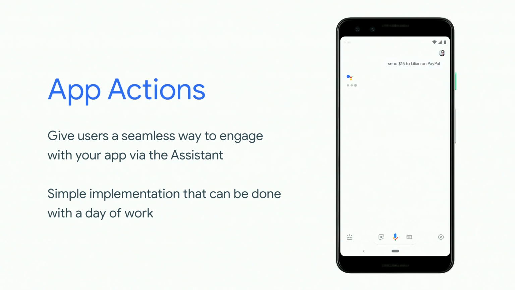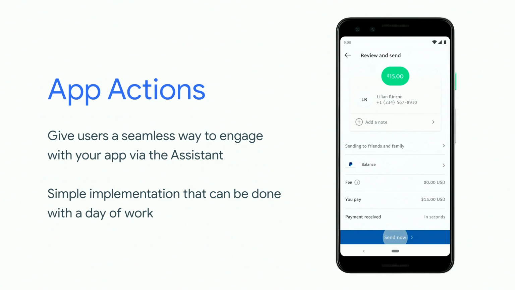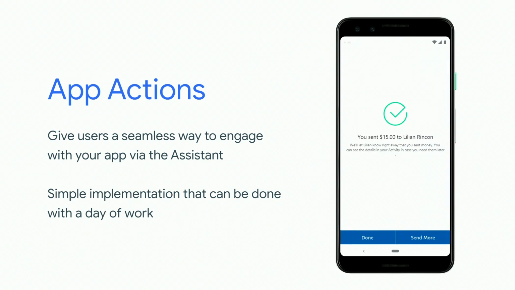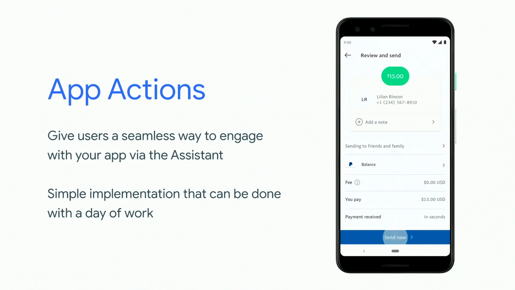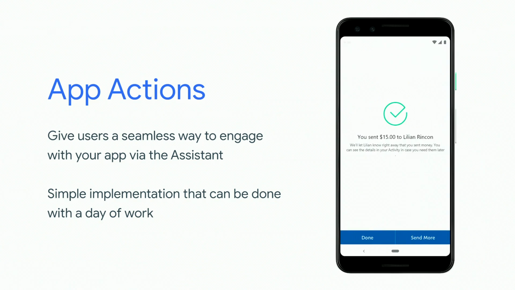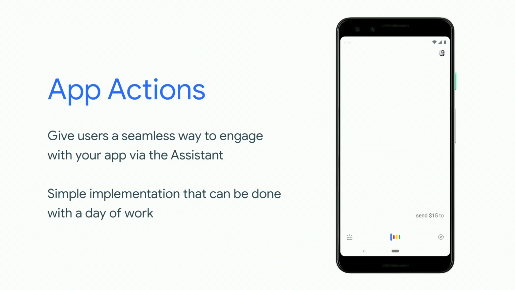Here's another example. Let's say I just had lunch with Sofia and I need to pay her back. I can say, send $15 to Sofia on PayPal, and again, Assistant will fast forward into PayPal, but not only taking me to the right place in the app, but also passing the parameters from my request directly in, like the amount and the name. And that allows the user to skip even more steps.